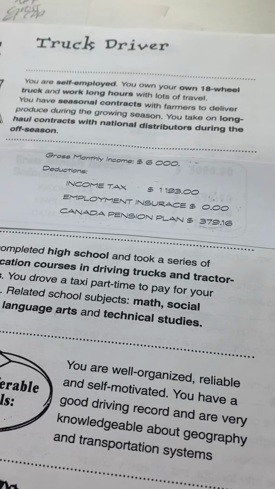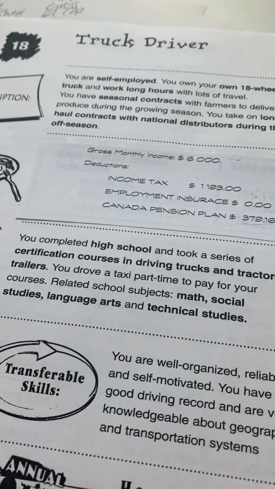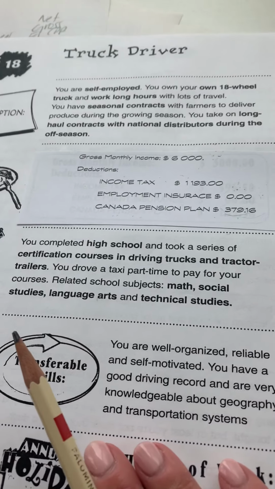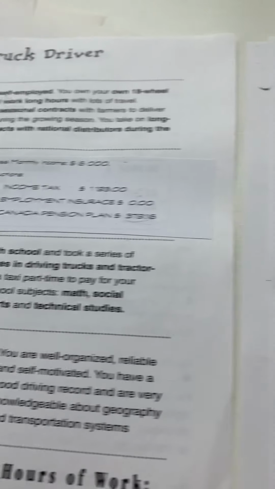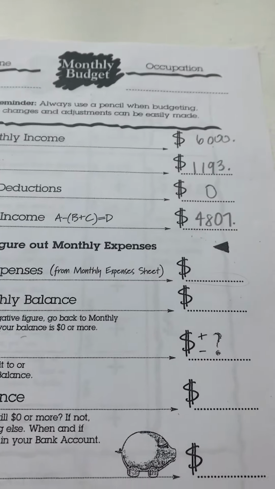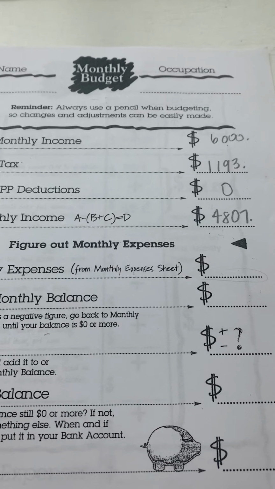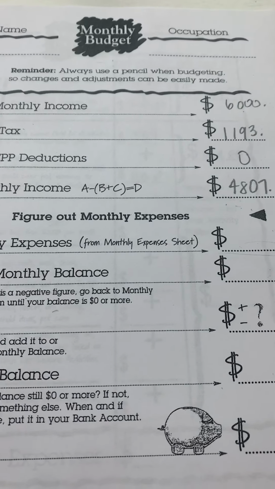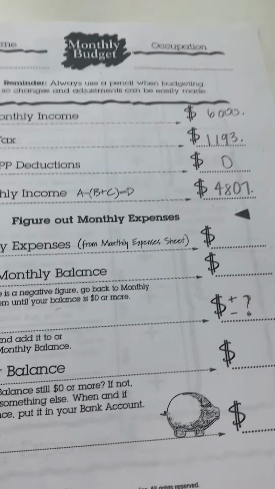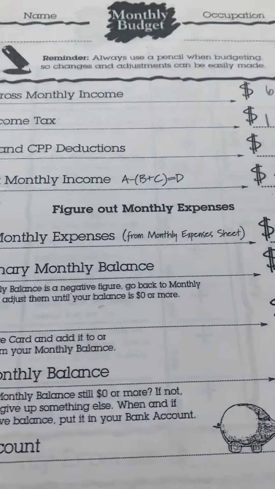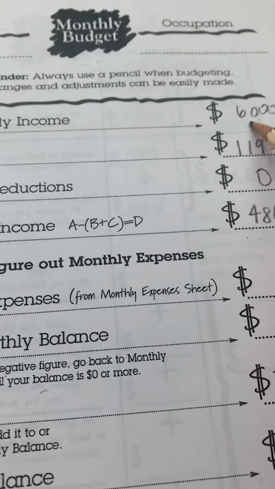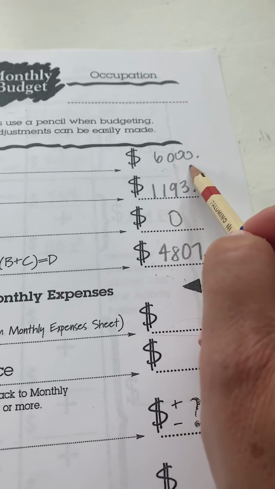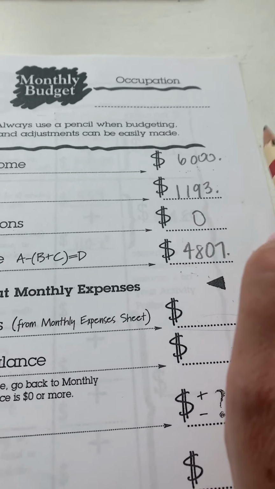So first what we're doing is we're just transferring our information from our employee page that we got on our PowerPoint to our budget. So we can figure out how much money we have to spend on things if we want to buy a car or buy a house or rent a house or get a dog or a bike or whatever the case may be. We need to figure out how much money we have for that. So my gross monthly income as a truck driver is $6,000. That's my salary pre-deductions.